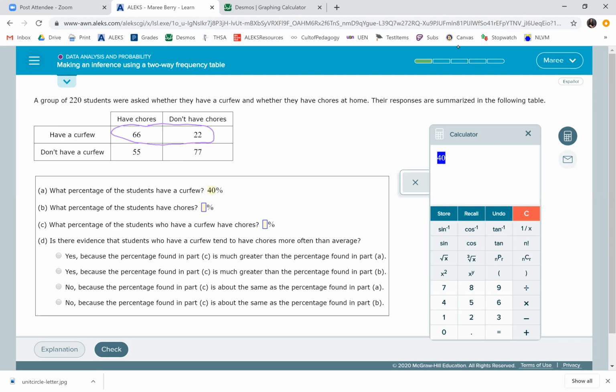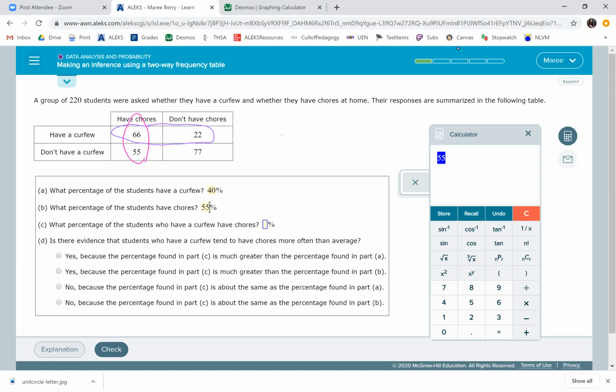What percentage of students have chores? So now we're going to do the first column. So have chores. We're going to do 66 plus 55 and divide by 220, times 100 to get 55.